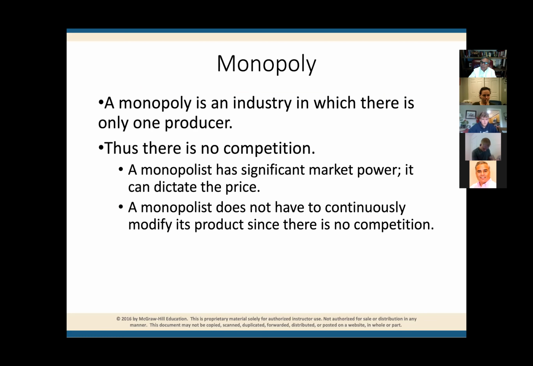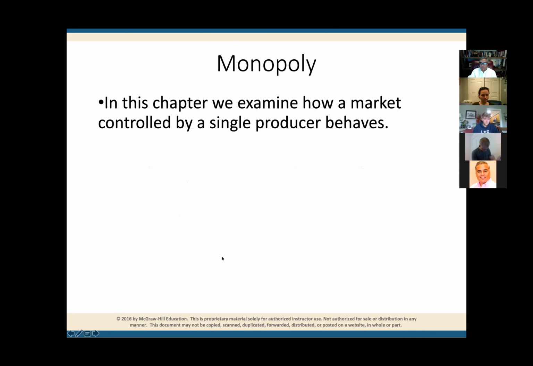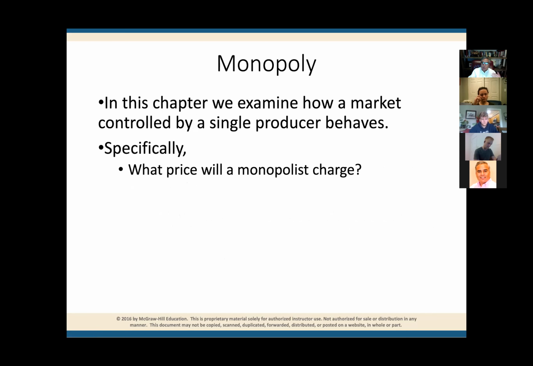Monopolies have another advantage: if they are the only ones selling a product, then they don't have to modify this product. They don't have to make improvements. They don't even have to make the consumer happy, right? Because you have no choice. You need my product. I'm the only provider. So I'm going to try to sell you the cheapest product at the highest price possible, okay? So in this chapter, we're going to try to understand how monopolies behave, right? We're going to try to understand, for example, what is the price that a monopoly will charge? You already know. What is the price that a monopoly will charge?